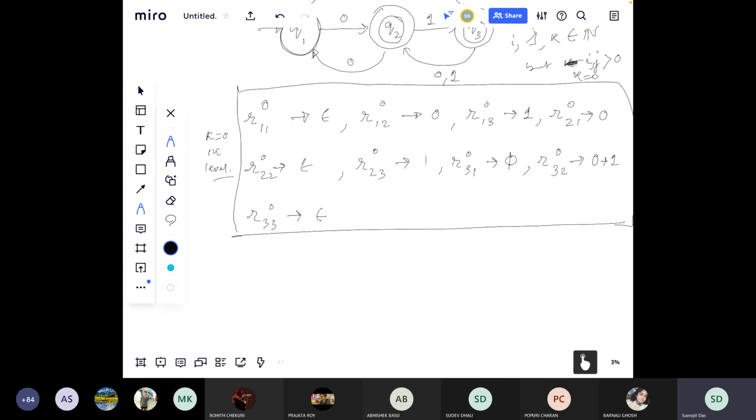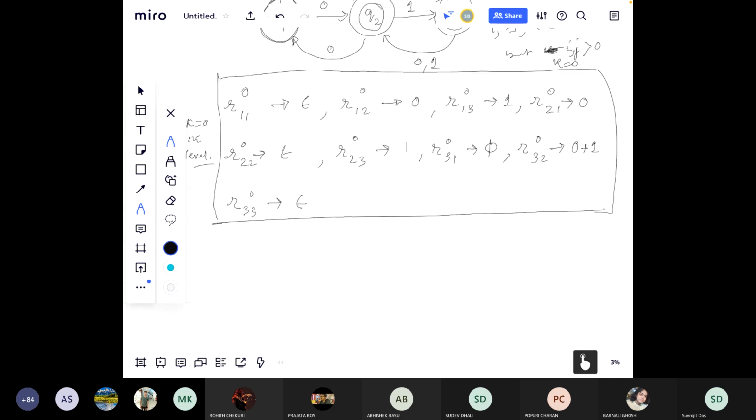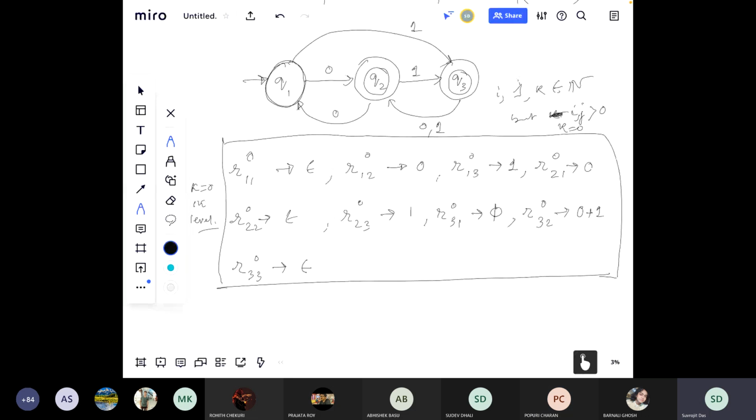Got my point? Can you say why K should be equal to 0? Sir, we have considered the 0th level, so base case. Yeah, base case, that is fine. According to the definition, R110 means you are not allowed to go through any state, so it is a direct path. Yes, sir. So it is from the definition.